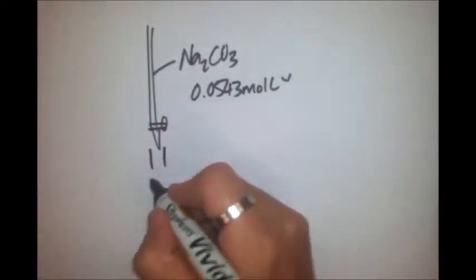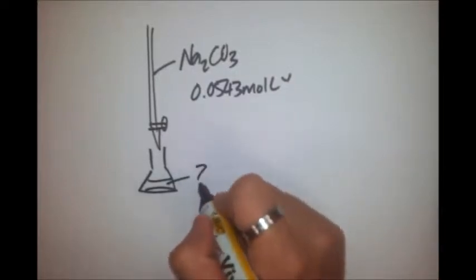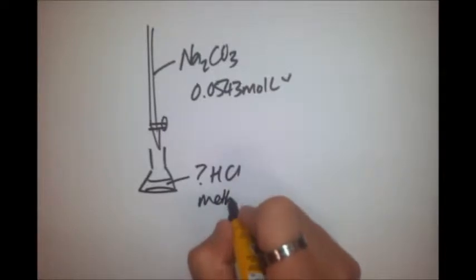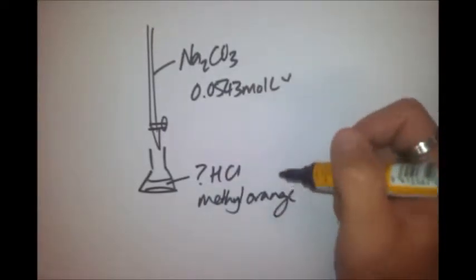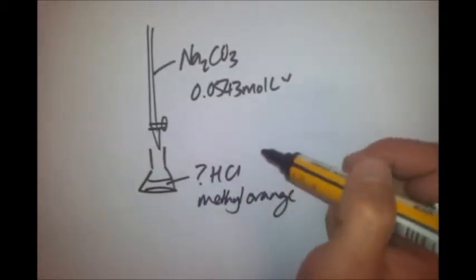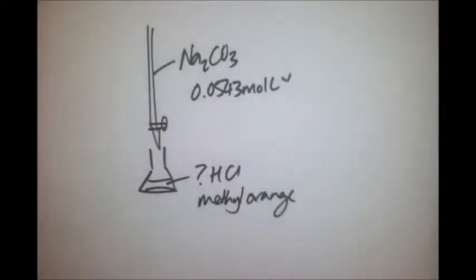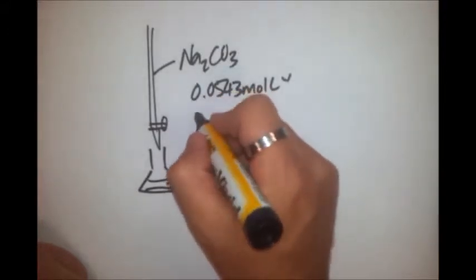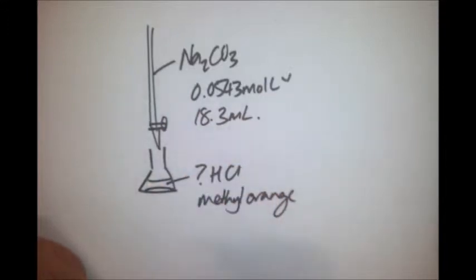In the conical flask or Erlenmeyer flask below, we had an unknown HCl solution and methyl orange, and we said that when the methyl orange was pink in the HCl, when it turned sort of an orangey colour or even as far as yellow, that's when our titration was completed. What we found was that we ended up needing an average of 18.3 millilitres of our sodium carbonate.